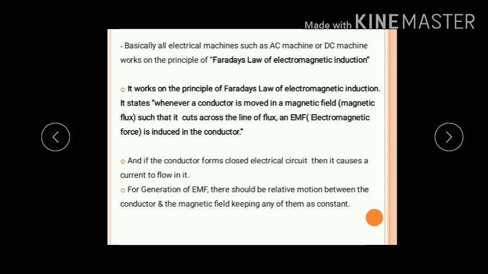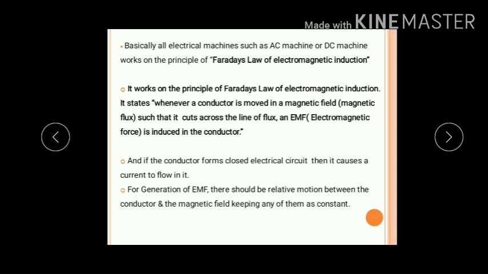So we are going to keep the coil constant and move the magnet in case of an alternator. Why? Because an alternator consists of two parts, stator and rotor. Stator is what? It is the stationary part. Rotor is the rotatory part.